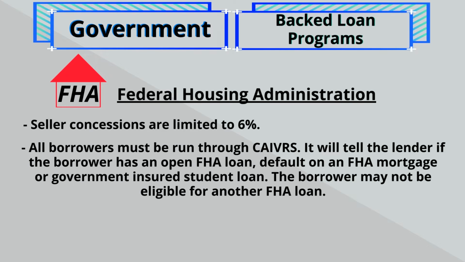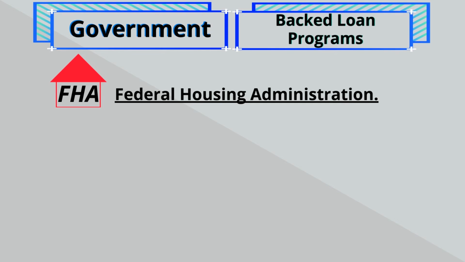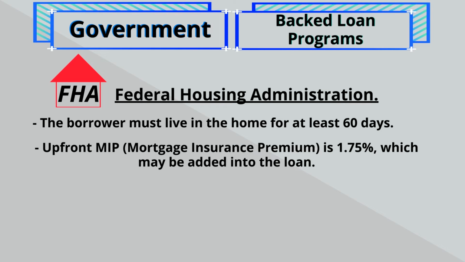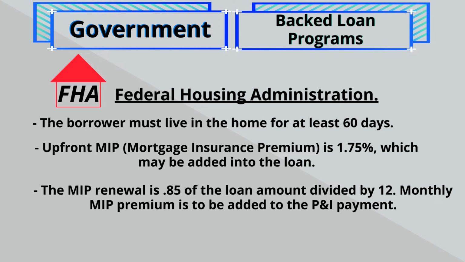It will tell the lender if the borrower has an open FHA loan, default on an FHA mortgage, or government-insured student loan. The borrower may not be eligible for another FHA loan. The borrower must live in the home for at least 60 days. Upfront MIP is 1.75%, which may be added into the loan. The MIP renewal is 0.85 of the loan amount divided by 12. Monthly MIP premium is to be added to the P&I payment.